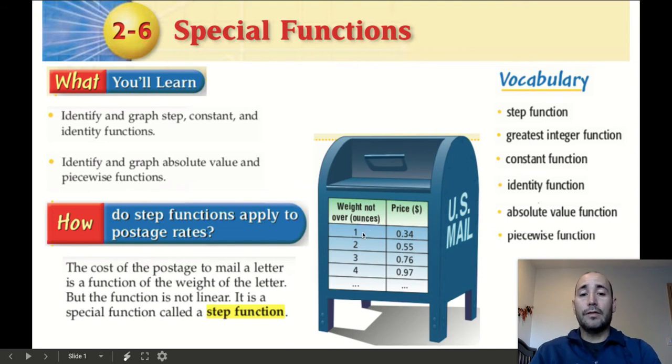If you notice here, if the weight is between this weight and this weight, it costs this much. And if it's between this weight and this weight, it costs this much. So there's a range of weight that it can be, and it's going to cost a specific amount before it steps up to the next level. There are lots of scenarios where we're going to deal with stuff like this, and these are examples of step functions.